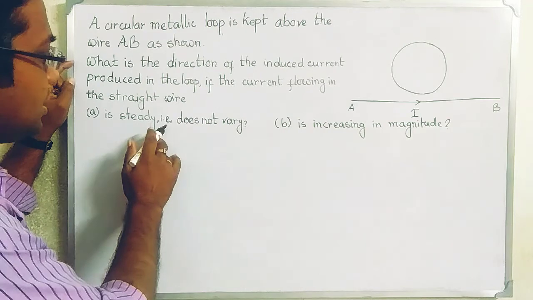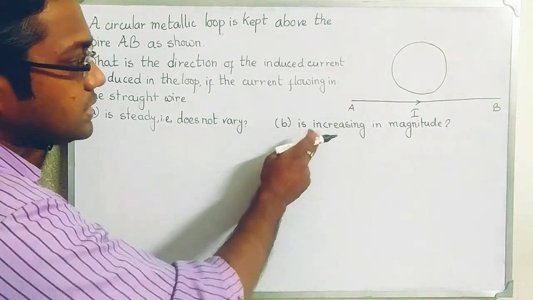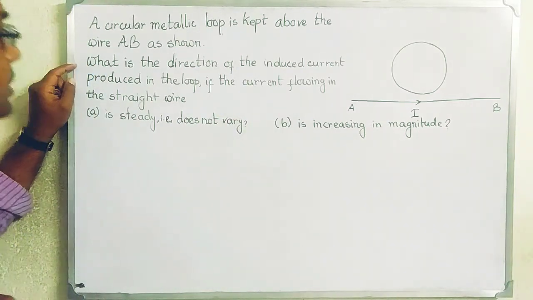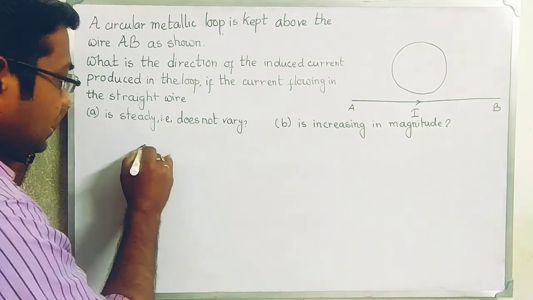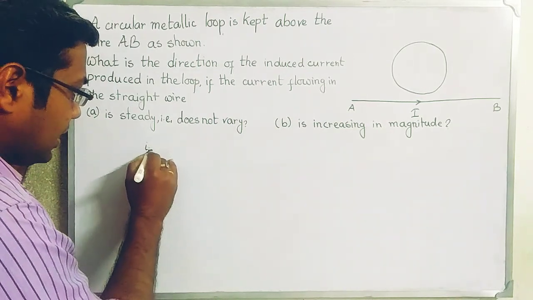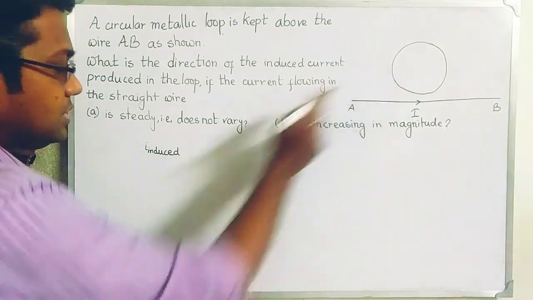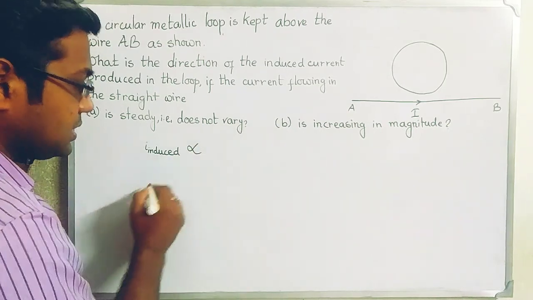If the current is steady or does not vary, then we have to check it. If the current is increasing in magnitude, then also we have to check it. At first we have to understand that the induced current, I induced, which will be induced in this loop, basically depends on several factors.